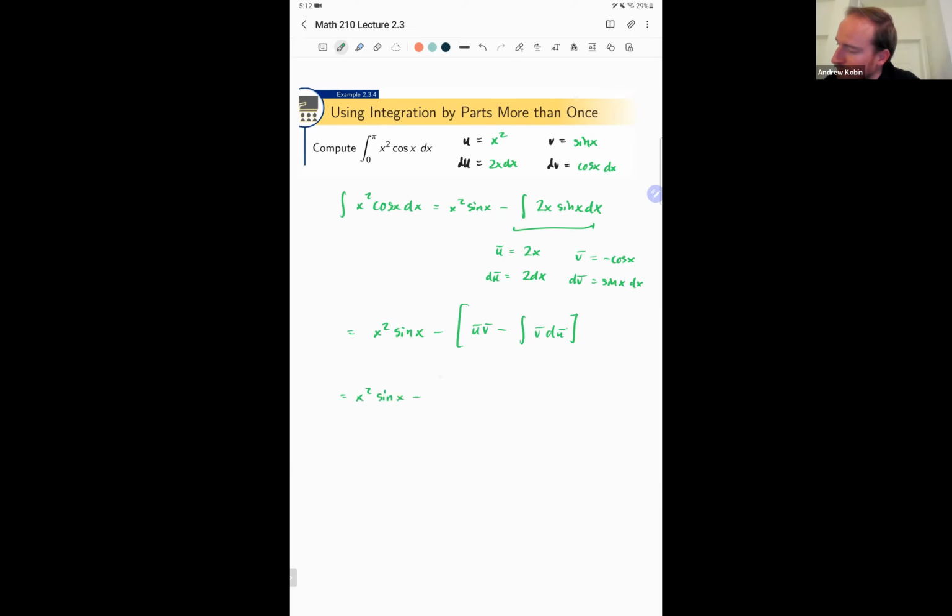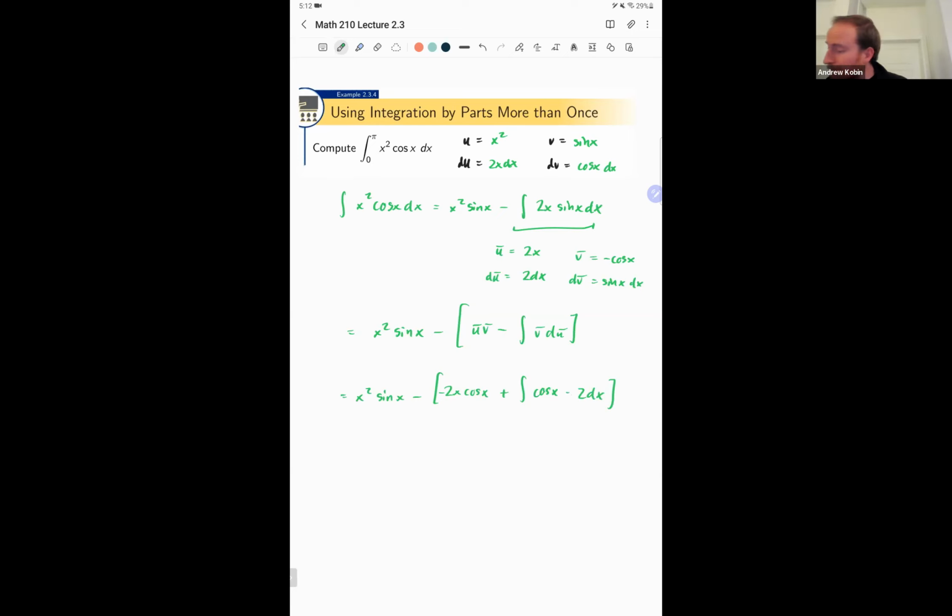So u bar, that's 2x. V bar is negative cosine x, so I'll throw in a minus out front, cosine x. And now here's the key moment. Did we make the integral solvable? Well, v bar is negative cosine x, I'll make that a plus out front, times du bar, which is 2 dx. And we should stop and ask ourselves, did we come up with an integral we know how to solve?